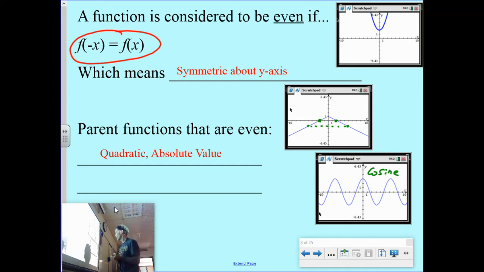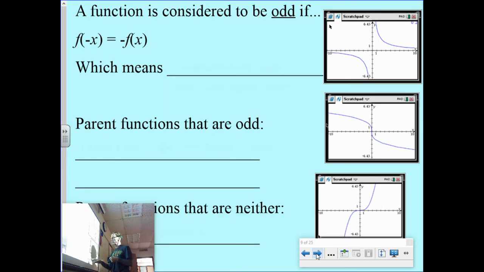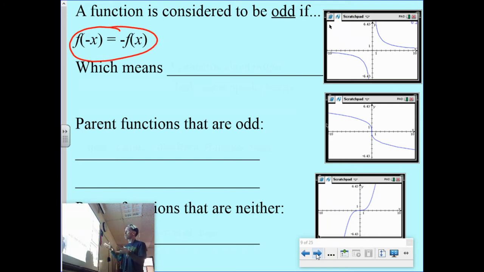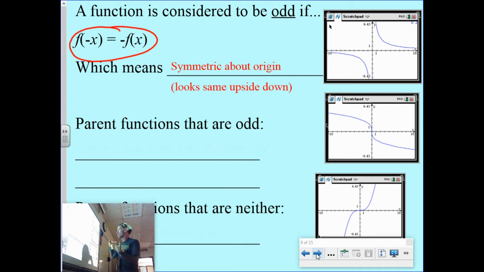Okay. Now, how about odd functions? You might be saying, well, wouldn't an odd function just be symmetric about the x-axis? That's not quite what it is. For the odd functions, what happens is it's equal to the opposite. Here's the actual definition, and we'll get into the algebra side of it in a minute. What it means is it's symmetric about the origin. Now, what does it mean to be symmetric about a single point? Well, it means you can flip it upside down and it looks exactly the same.